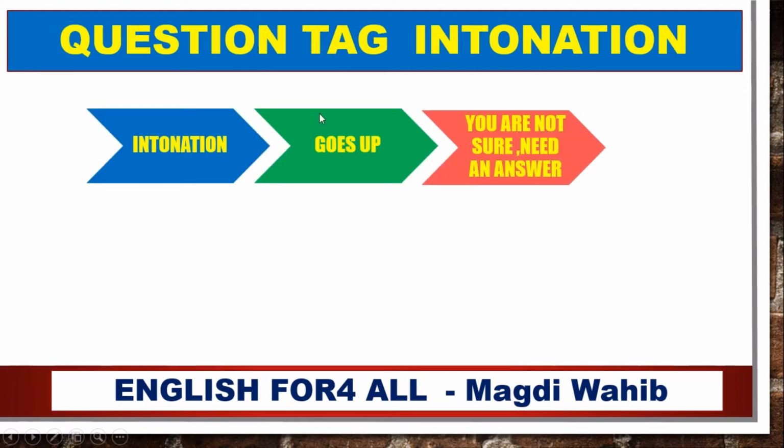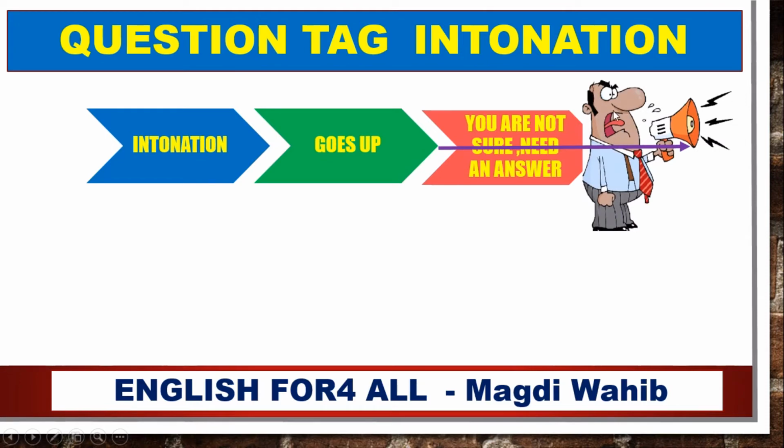The intonation actually, if it goes up, intonation means نبرة صوتنا واحنا بنسأل السؤال. If we are talking a bit loudly when we are asking the question tag، لو احنا بنسأل السؤال question tag وبنعلي صوتنا سنة واحنا بنسأله، this means that you are not sure and need an answer. Okay, you are not sure and you need an answer.